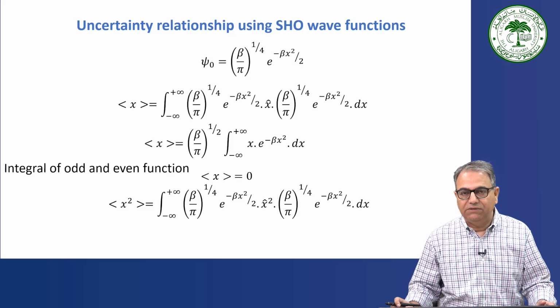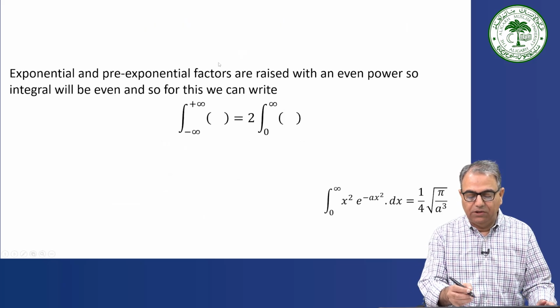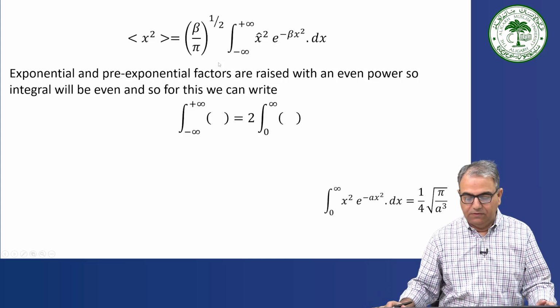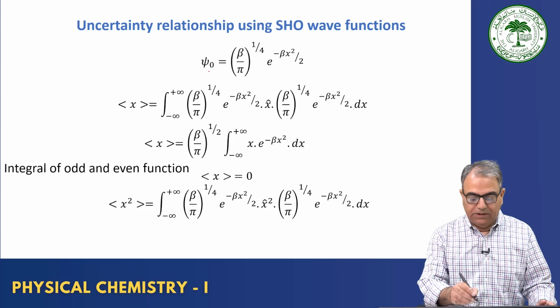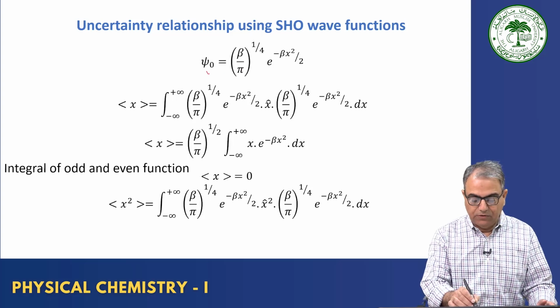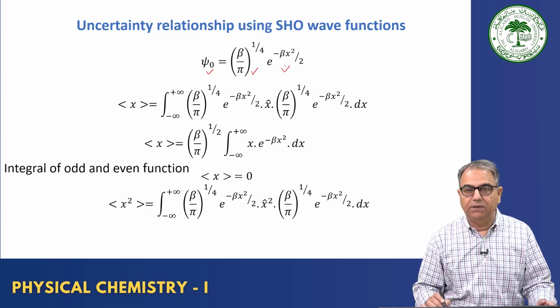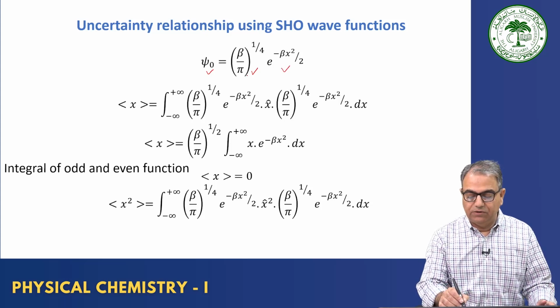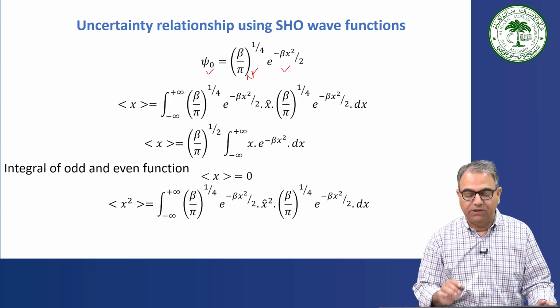So for the ground state wave function, what we derived for the simple harmonic oscillator is that psi naught is equal to beta divided by pi raised to the power 1 by 4, exponential minus beta x squared divided by 2, where I told you that this is your normalization constant N, and this is your Gaussian function. This particular function does not have any Hermite polynomial because it's for the ground state.